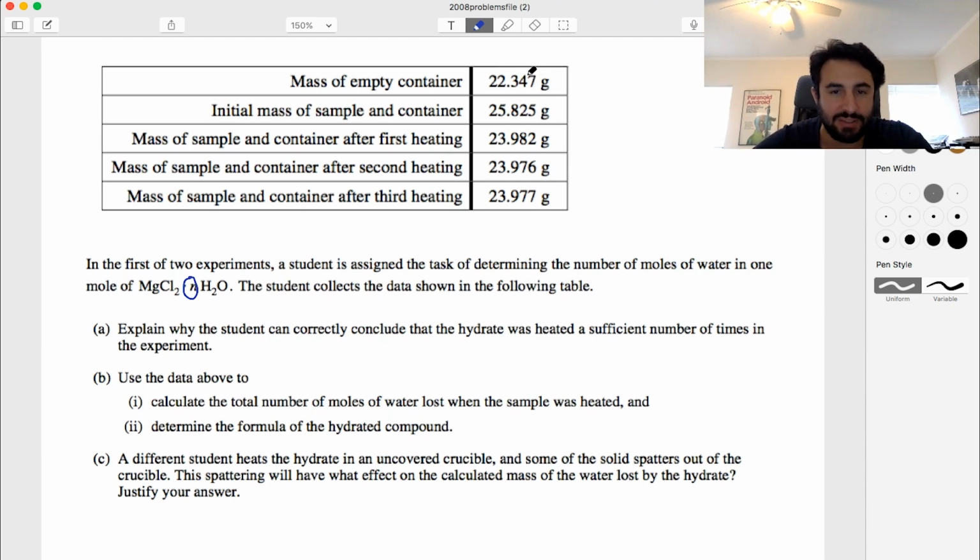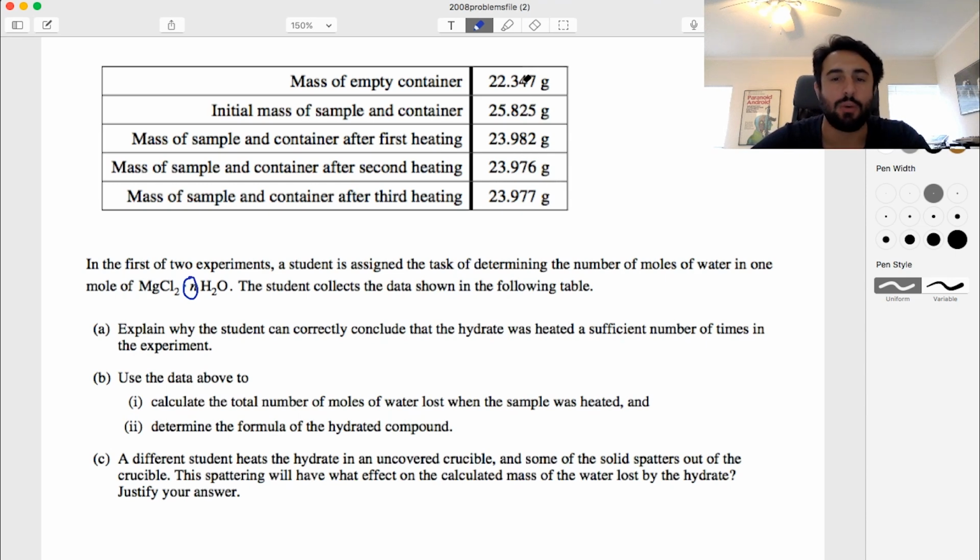So we've got the mass of the empty container. We've got the initial mass of the sample and the container. So the container, and then we put that sample in there. The mass of sample and container after first heating. So we'll notice the mass has dropped because water has evaporated. And then second heating, so a little more water. We got most of it on that first heating, but a little bit more water, right, 23.976. That went down a little more. And then a third heating, just to be thorough, we see that we didn't lose any more mass, so that's the end of the experiment.